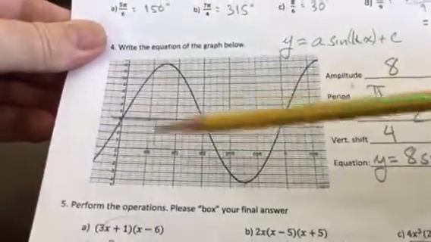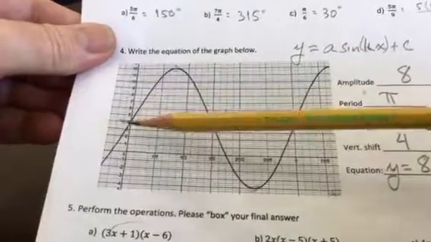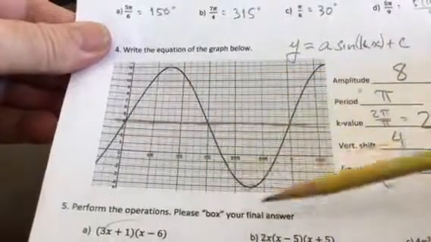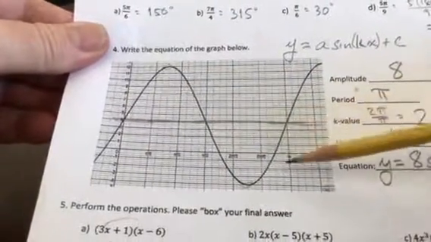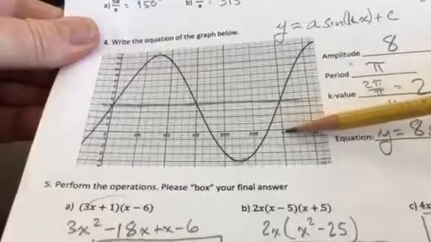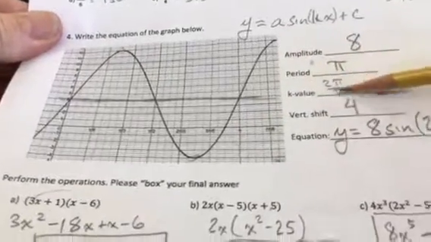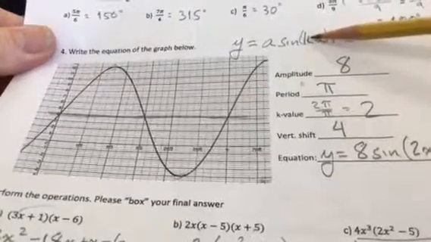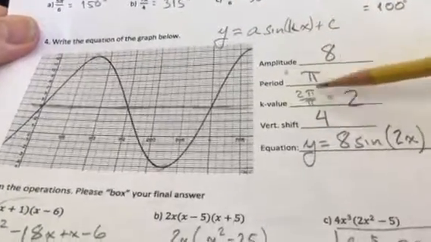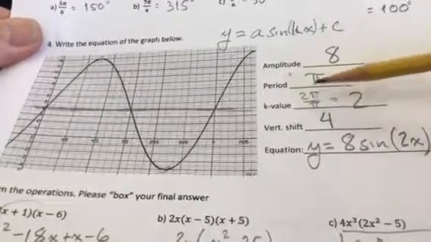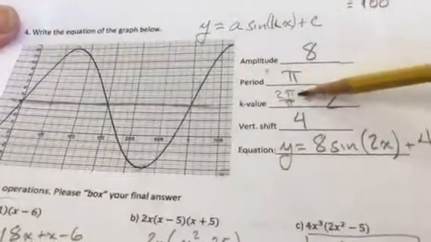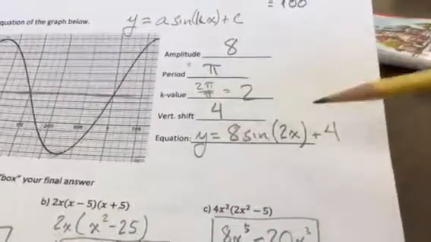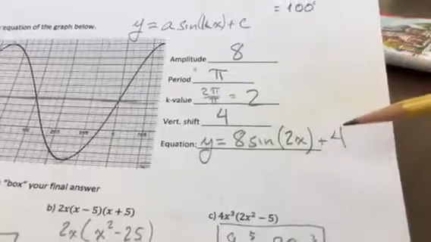The period is the distance between where the graph starts to repeat itself. So if it starts right there, goes up, comes back, and starts to repeat itself right there, which is a distance of pi radians, the period is pi. The k value is what shows up in the equation right here. We do not show the period in the equation. Instead, we show this k value, and that's always the same thing, 2 pi divided by the period. So 2 pi divided by pi is just 2. So there's your final equation right there, your amplitude, your k value, and the vertical shift.